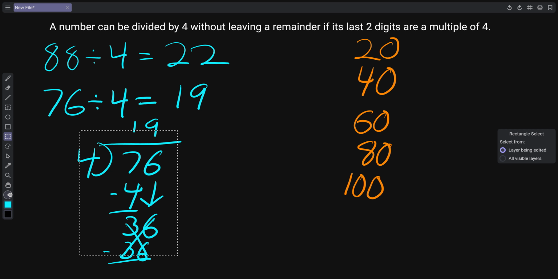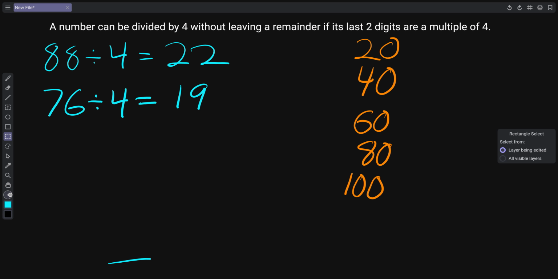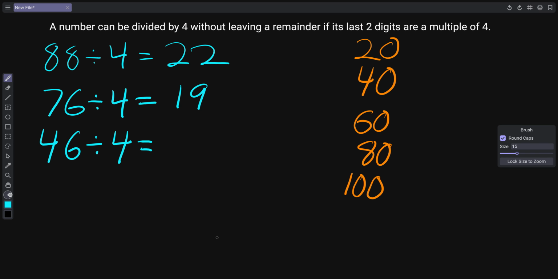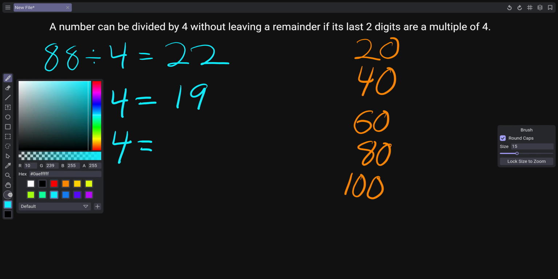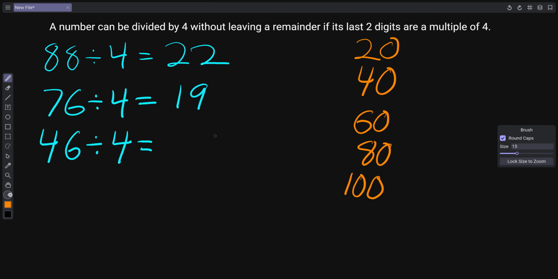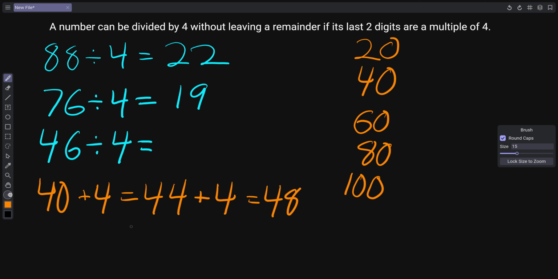Now, what if we had something more like, let's say 46, right? And we wanted to see if 4 could evenly divide into 46. Well, 46 is very close to 40, so that is the interval of 20 that we will choose. We will put 40 here. So we would add 4 to it. That would give us 44. And if we were to add 4 to it again, we would get 48. So we were basically counting up by intervals of 4.